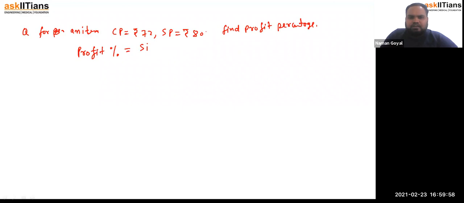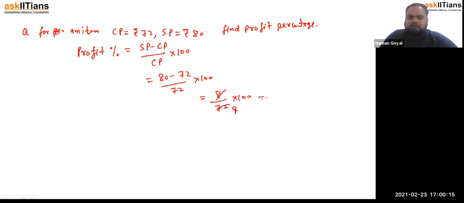is SP minus CP, or we can say profit upon CP into 100, isn't it? So it will be 80 minus 72 upon 72 into 100. So it becomes 8 upon 72 into 100, which is 100 by 9%. If you solve this, you will get 11 1 by 9%. Got it now? So we can do these questions like that only. If you face a loss, then you can do it the same way.